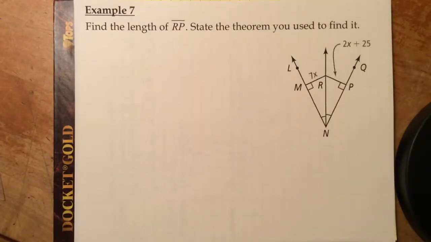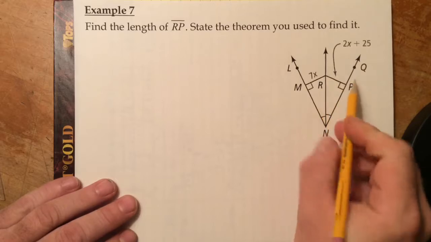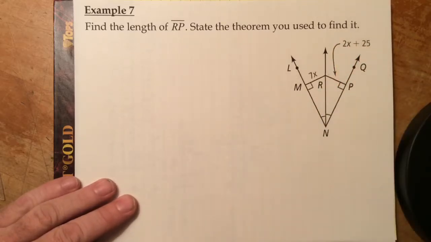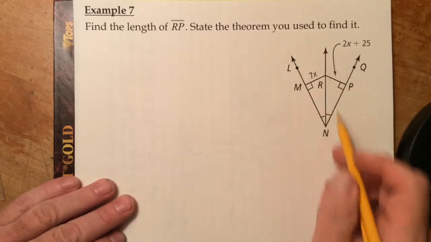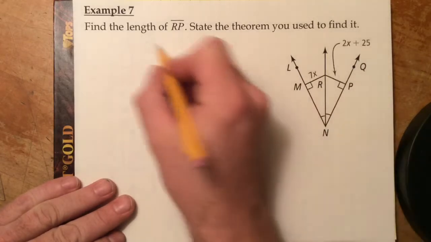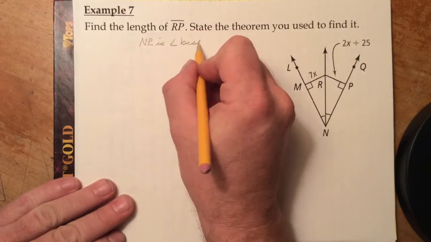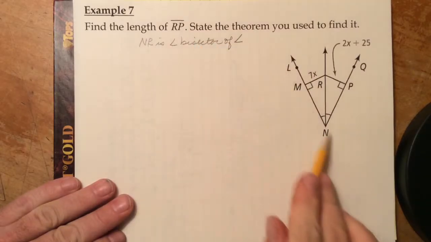Example 7. Find the length of segment RP. Segment RP right here. They give us 2x plus 25. State the theorem you used to find it. Here we have an angle bisector. We know that NR is an angle bisector because these two angles that it produced are congruent. So NR is the angle bisector of angle LNQ.